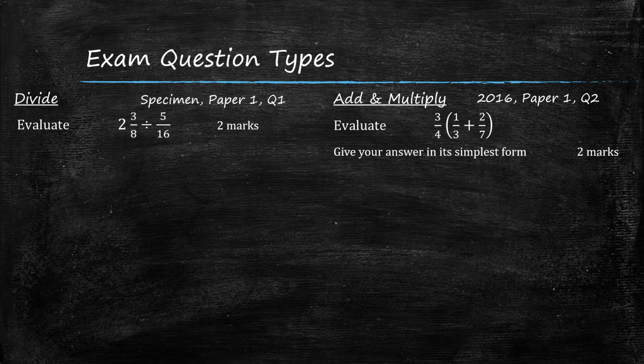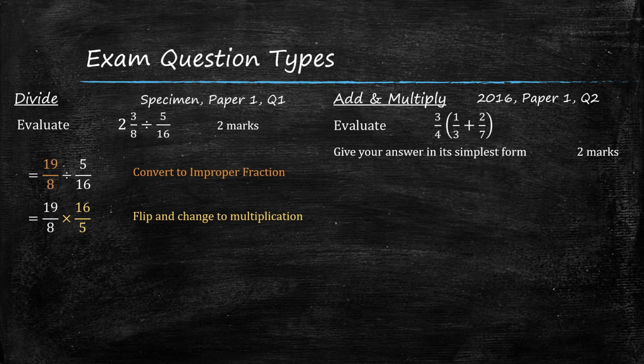As with all fraction questions, we want to convert our mixed number into an improper fraction first. So that's 2 times 8, 16, plus 3, which is 19 over 8, and that would be divided by 5 over 16. Now for fraction division, we want to change our calculation to a multiplication by flipping the second fraction. So this gives us 19 over 8 times 16 over 5, as we flip the second fraction.